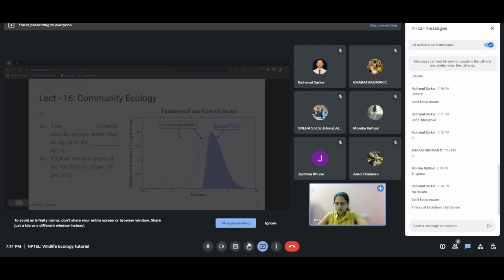All right, so we can go to the next question. So you have a figure out here, and that should help you answer the question. So the dash niche is always lesser than or equal to the dash niche. So could you tell me what is the first blank and the second blank?